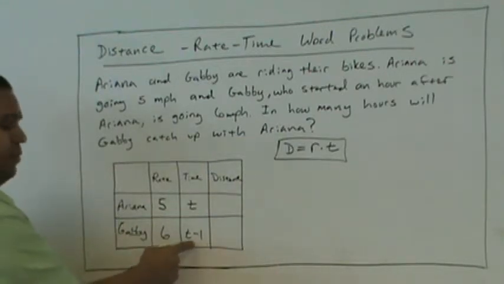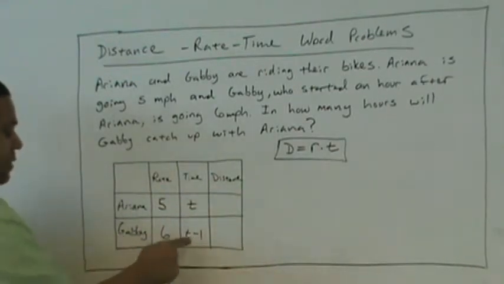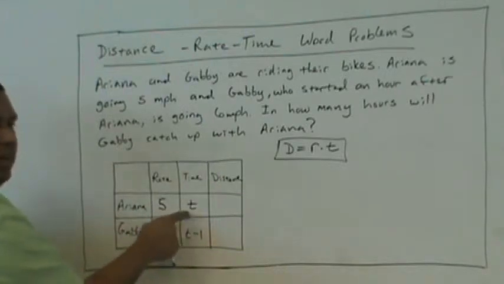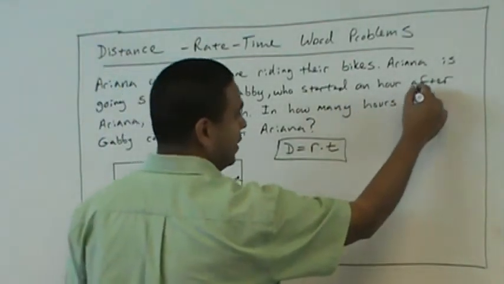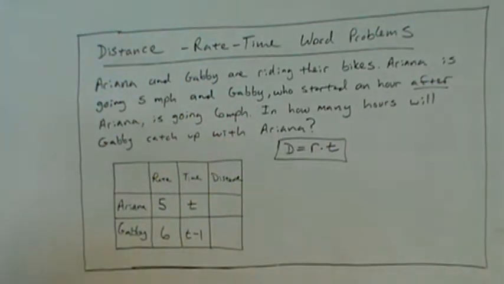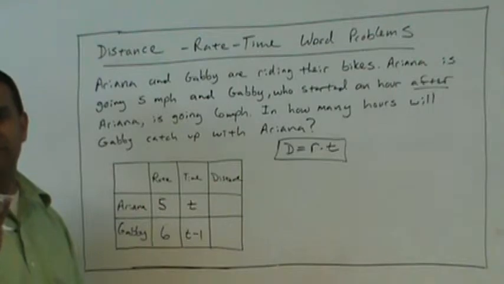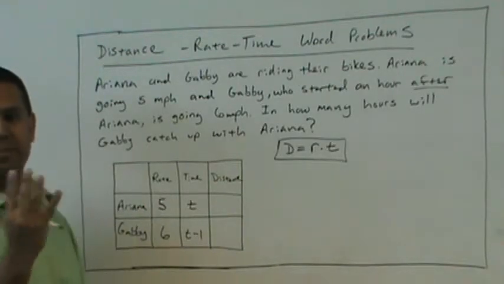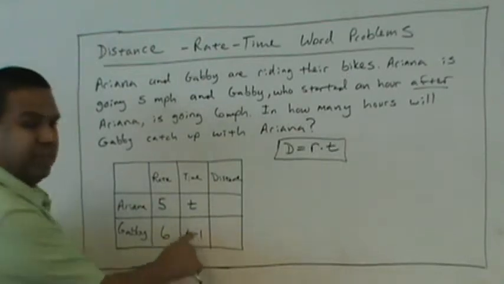So it's very similar to the perimeter word problems, where we had to write the length in terms of the width. We know Gabby's time, it's 1 hour less than Ariana's time. We don't know Ariana's time, that's the variable, that's the T. Why do we subtract? Because it says an hour after, and that makes a big difference. If I ride my bike for 4 hours and someone's trying to catch me and they waited an hour and then tried to catch me, how long did they ride for? An hour less, which is only 3 hours. So that's why we subtract 1.